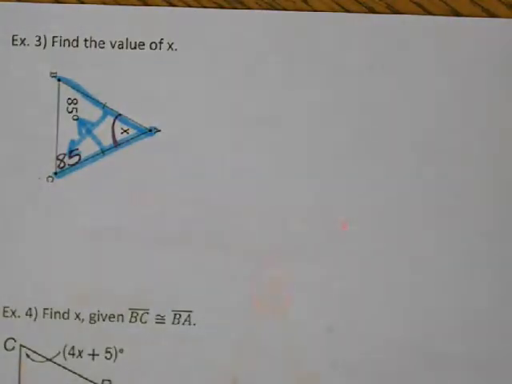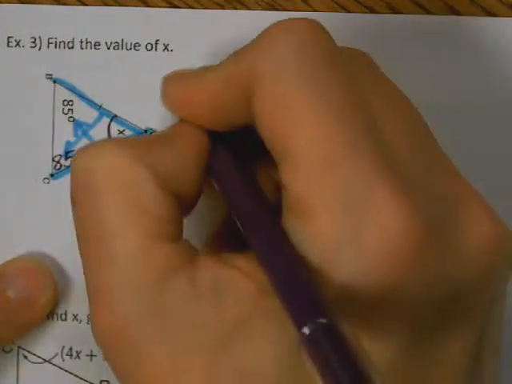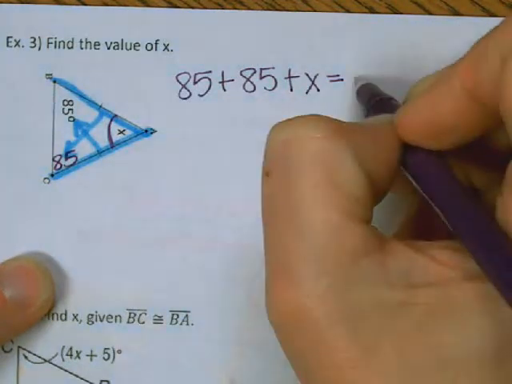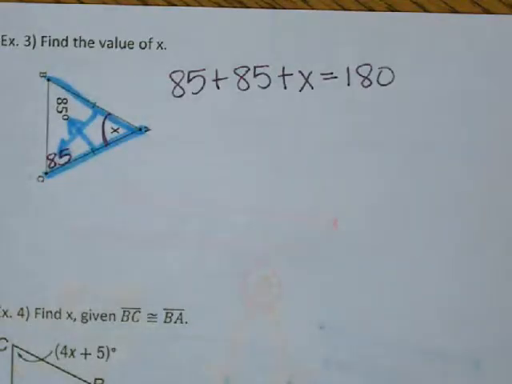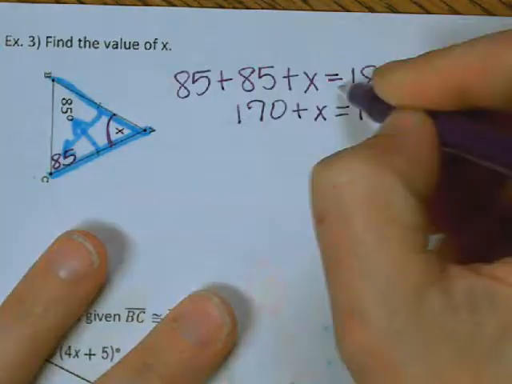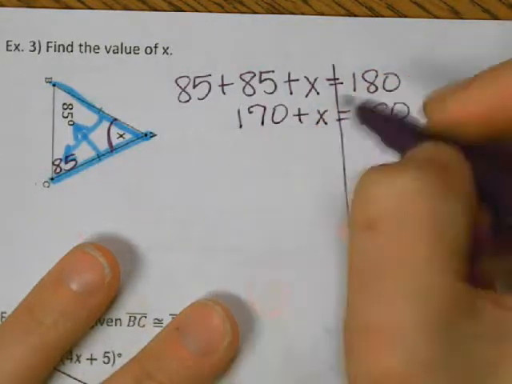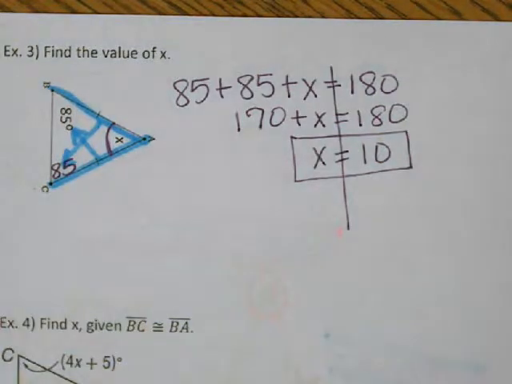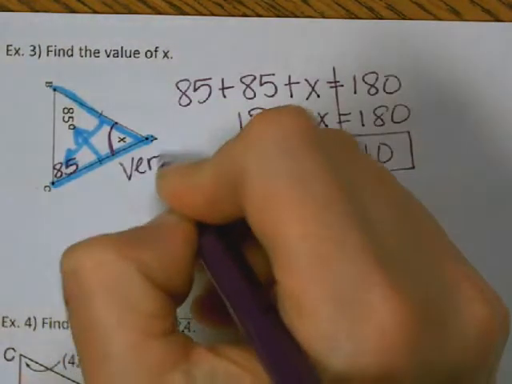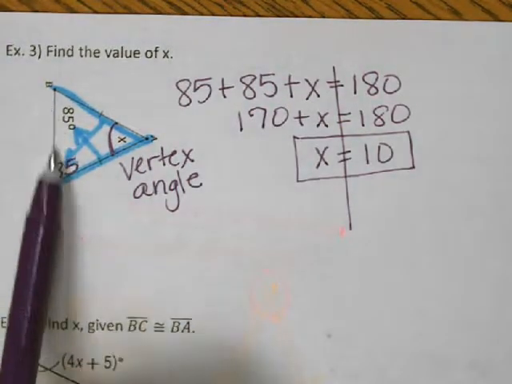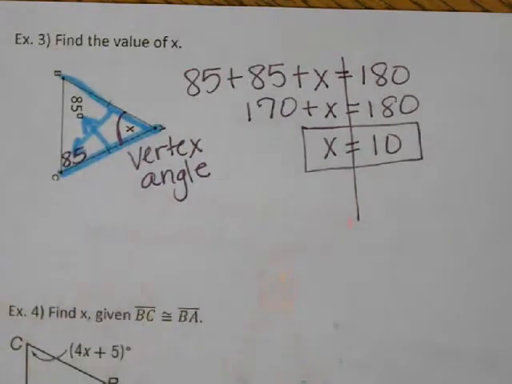And now we're going to use our triangle angle sum theorem that we did yesterday. So 85 plus 85 plus x equals 180 degrees. If I add 85 and 85, I get 170 plus x equals 180. Subtract your 170, so x is equal to 10. So I was finding my vertex angle. It's not going to be the same as my base angle. My base angles will be congruent, but my vertex angle will not.